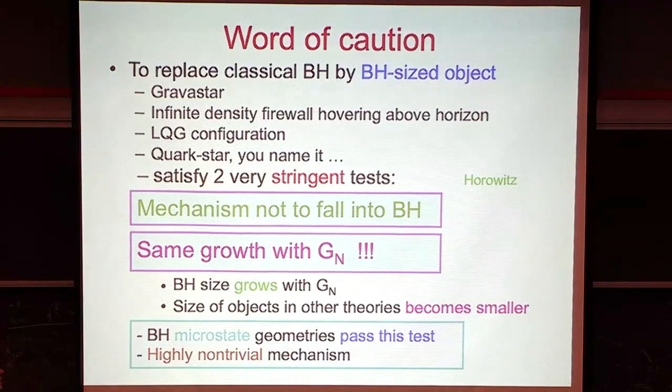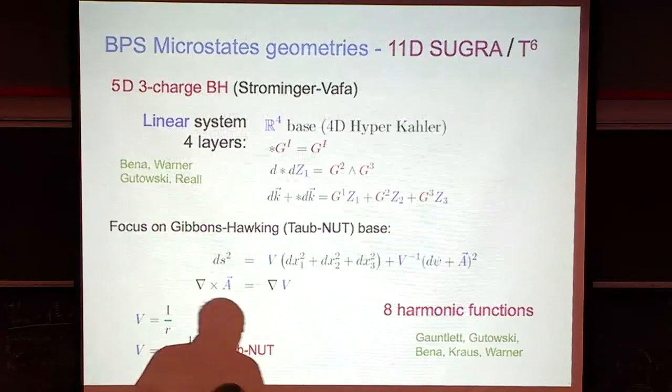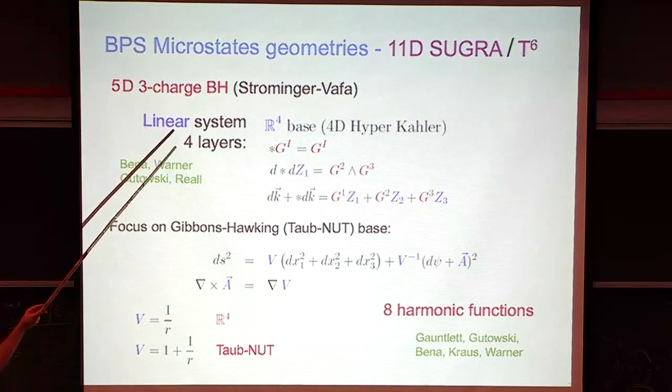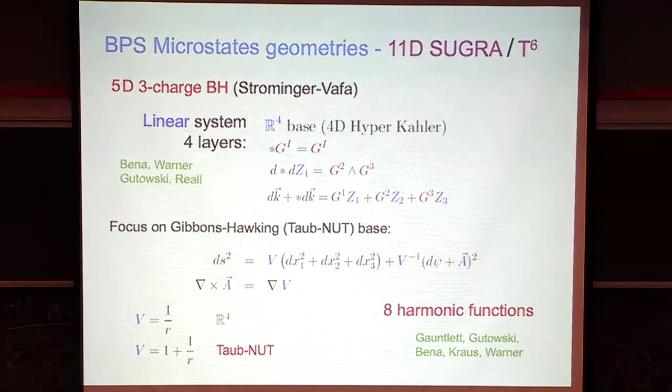That's a very stringent test which I don't think any of the things which people have proposed to replace the black hole with pass. And I'll show you in a bit how these black hole microstate geometries actually pass the test. It's quite a non-trivial mechanism. So how do we build these solutions? This is work which we did almost 10 years ago. We're taking the Strominger-Vafa black hole, which is a 3-charge supersymmetric black hole. This is the workhorse of all string theory calculations about black holes. This is the first one you attack.